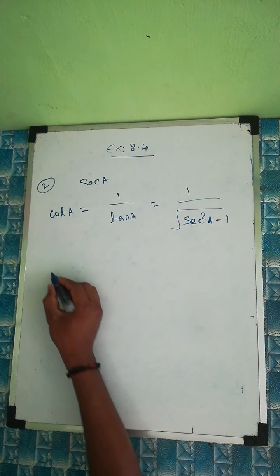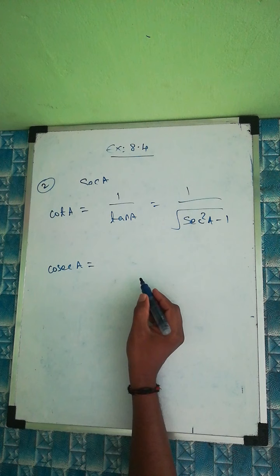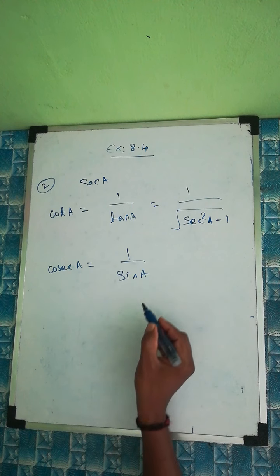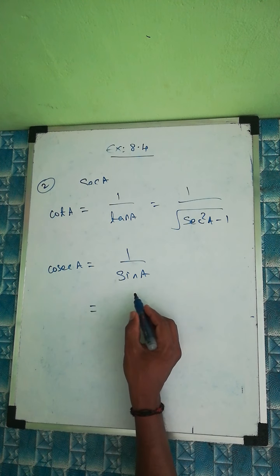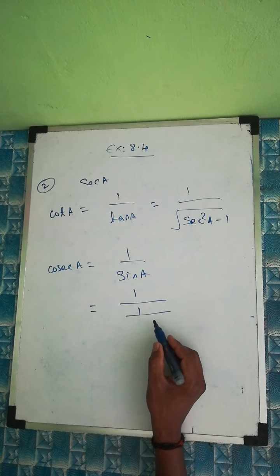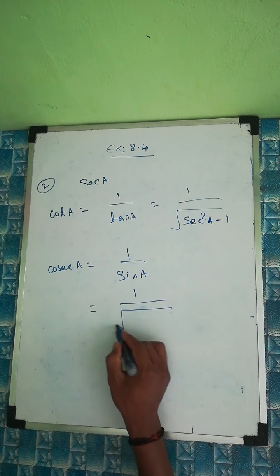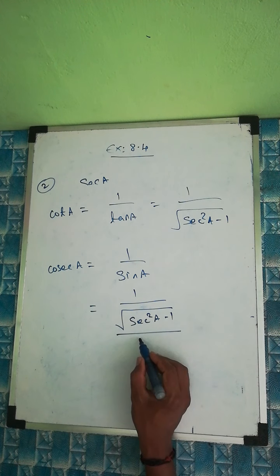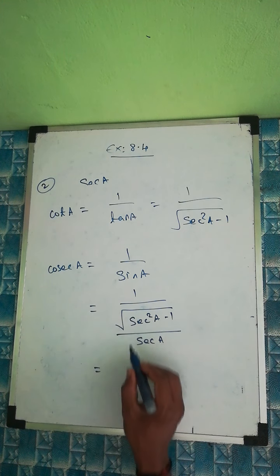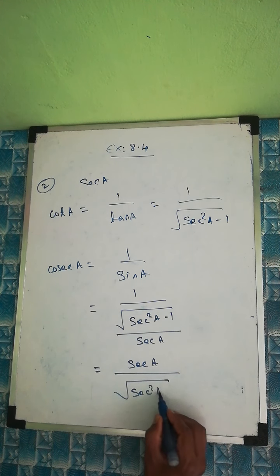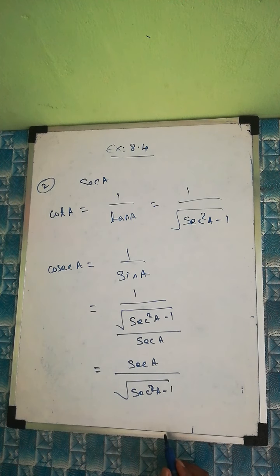And again, last one is cosec. Cosec is 1 by sine A. And 1 by sine, before in the first one we got the root of secant square A minus 1 by sec A, so we take the reciprocal: sec A by root of secant square A minus 1. So we can straightly write that one. So question number 2 over.